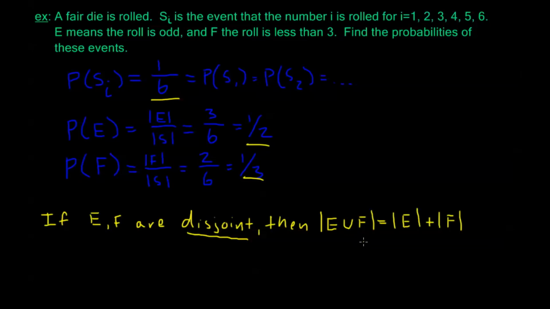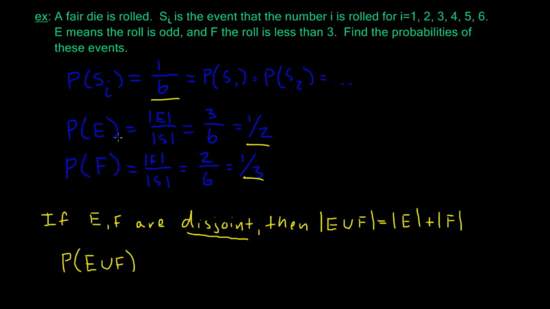We've talked about that before. Because they're disjoint, the intersection is empty. They don't have any elements in common, so the minus intersection is just minus 0, so we don't even have to worry about it. So then the probability of E union F, and in a practical setting, we would look at E union F to look at the probability of E or F. That's really what we're doing here.